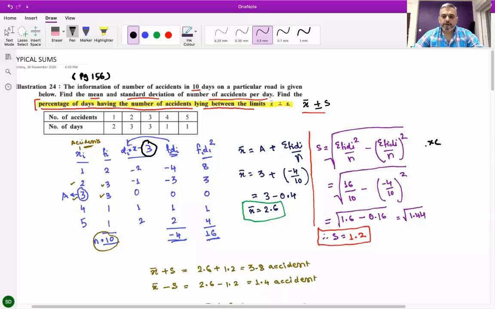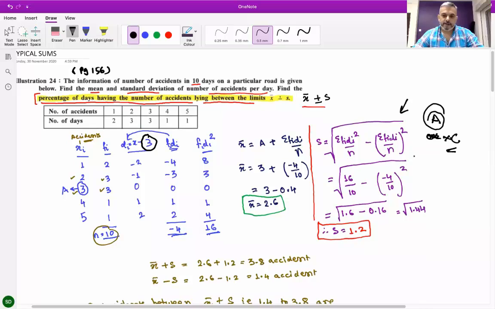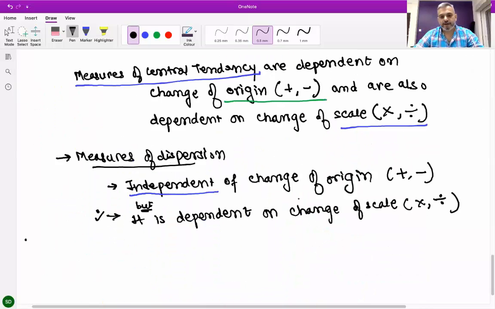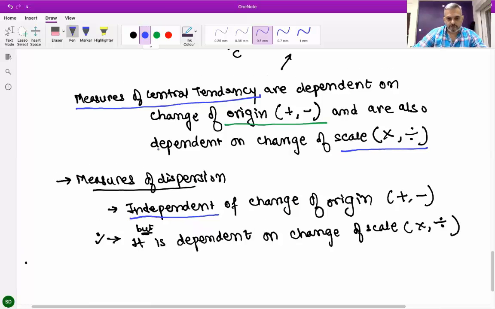Why? Why are we not adding a anywhere in this formula? Because d is x minus a, and this formula is unaffected by change of origin. So if you add or subtract, it makes no difference. And that is why in the formula we are not adding a. But if we are dividing by c, here also you will have to multiply, because division and multiplication do affect it. So this is called change of origin and change of scale. This is very important. Please write this. Here it is dependent.